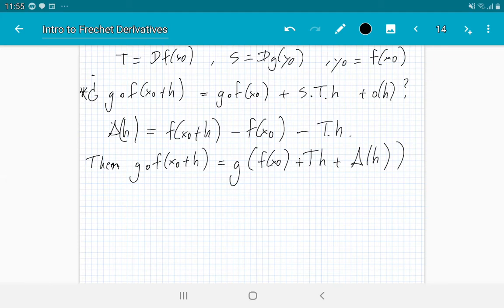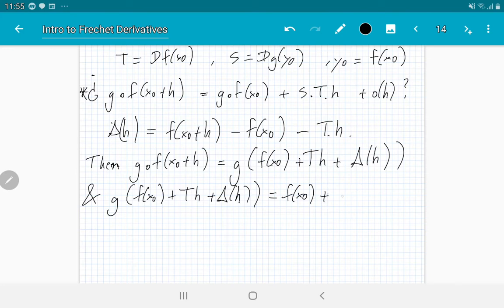Now, okay. And, right, so I have that G of f of x0 plus th plus delta of h is equal to G of f of x0 plus s times th plus delta of h plus a remainder term, which let me call the remainder of G computed at th plus delta h.